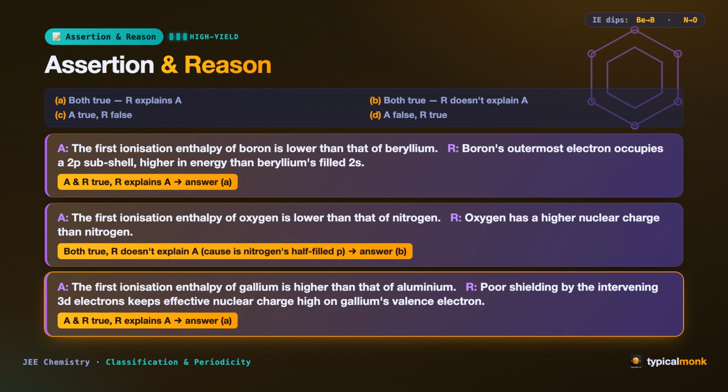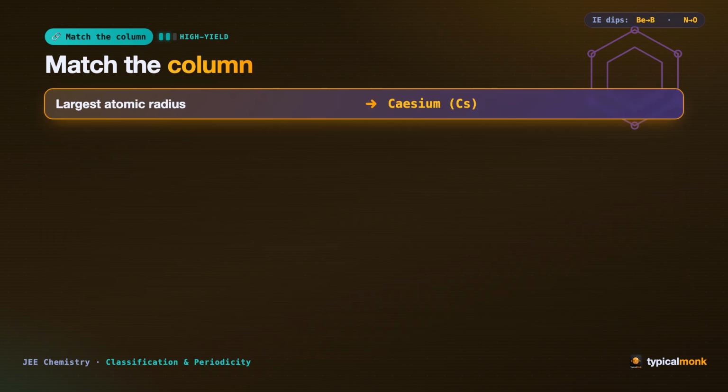Both true, and the reason explains the assertion. Option A. A quick match now. Say each answer aloud before I reveal it. Largest atomic radius, cesium, sitting at the very bottom left of the table, farthest from every nucleus's pull.